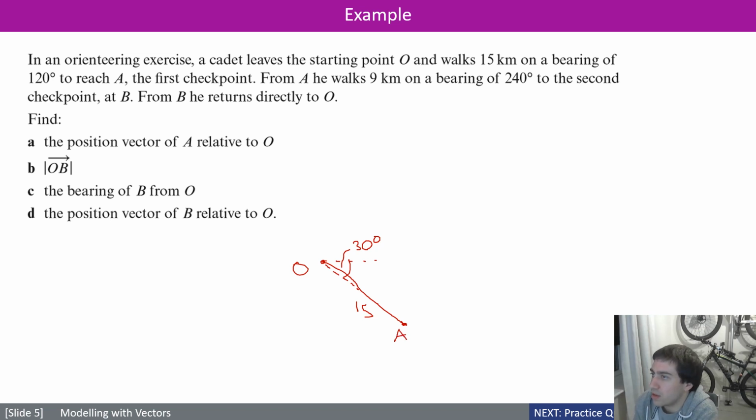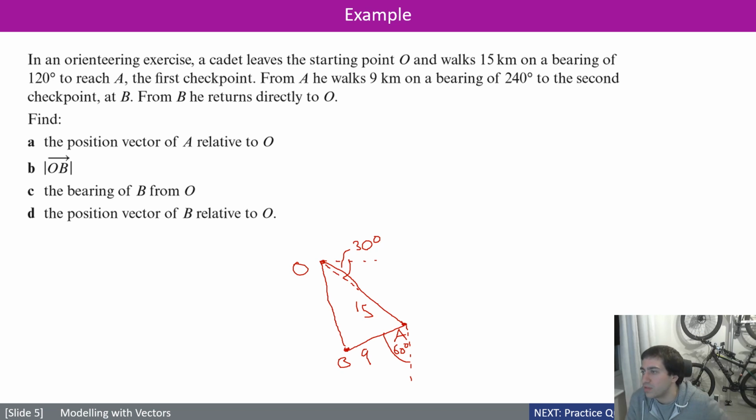And then from A, they walk 9 kilometers on a bearing of 240 degrees. Okay, so that's 90, 90, 180, 60 degrees. It's roughly there. Okay, I'm obscuring a bit of the working out here, but hopefully you can see why that would be 60 to get a bearing of 240. And that's 9 kilometers to the second checkpoint, and there's B. Let me just make that line a bit shorter. Okay, there's B. And then from B returns directly to O. Okay, so then goes there.